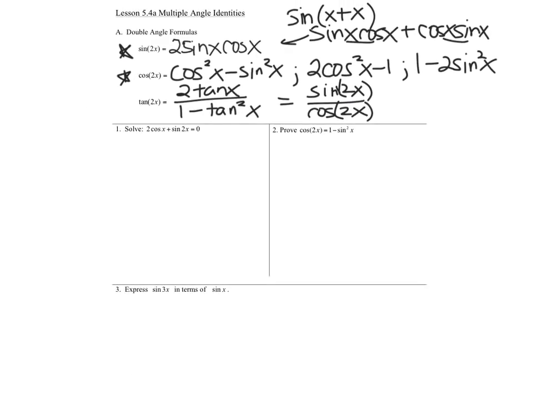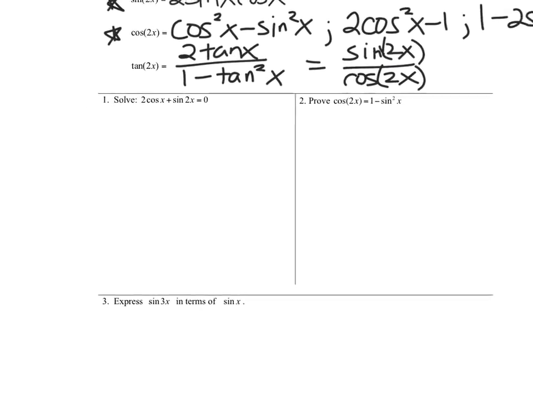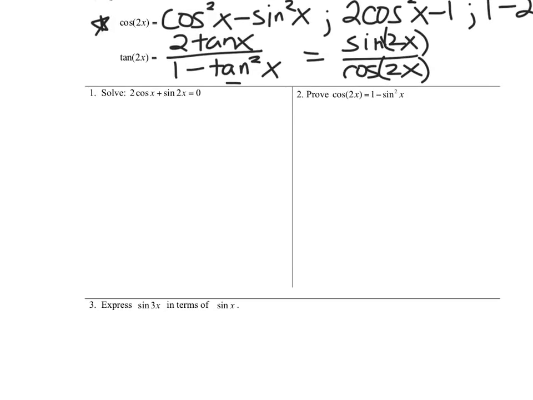All right, we've got 3 problems to do. We are going to solve this, and whenever we're solving, remember we're going to do this from 0 to 2 pi. And then we're also going to prove number 2, and then number 3 we're going to simplify sine of 3x in terms of just sine x. Okay, so let's solve it.